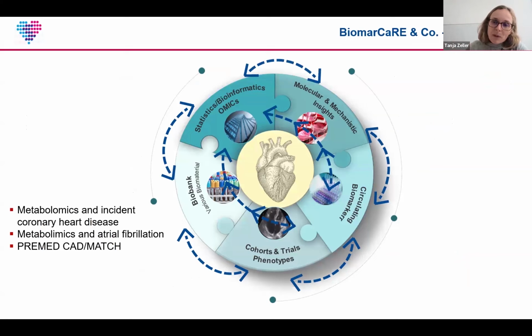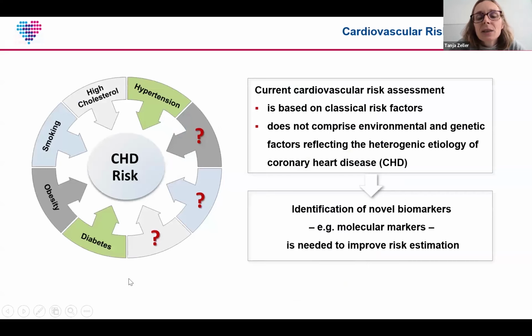And this will be separated into metabolomics and the incidence of coronary heart disease, metabolomics and atrial fibrillation. And then I briefly will also talk about an EU project, a different one than BiomarCaRE, where we also have measured metabolites. So as I said, we are interested in cardiovascular risk assessment, and now the disease I will focus on is in general coronary heart disease. And here, similar to entire cardiovascular diseases, the risk assessment is based on classical risk factors, but it's quite heterogeneous and there must be something more, and there are still factors not known.